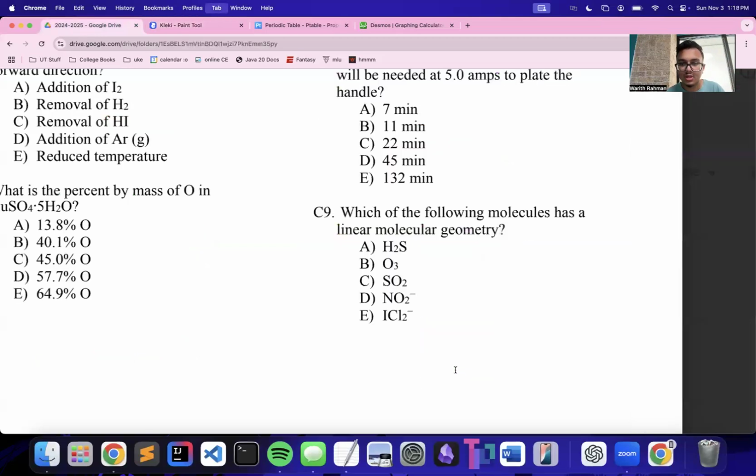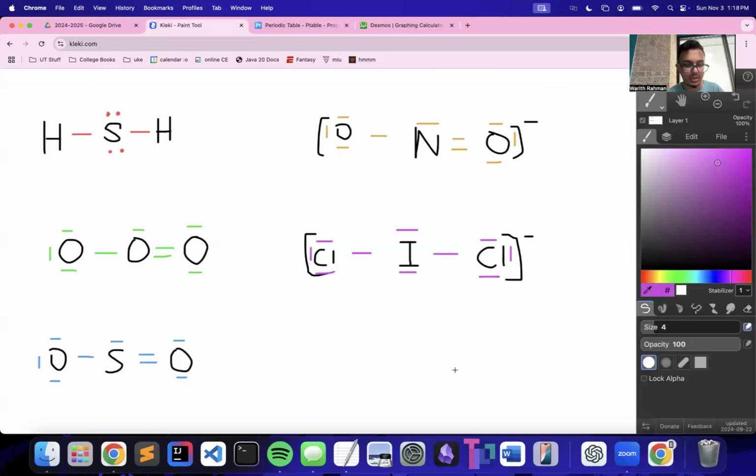Yeah, because the question is, which has a linear molecular geometry? Interesting. Okay, okay, okay. I see why. This is a bit of a trick.